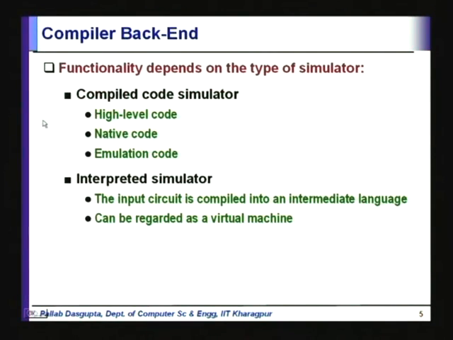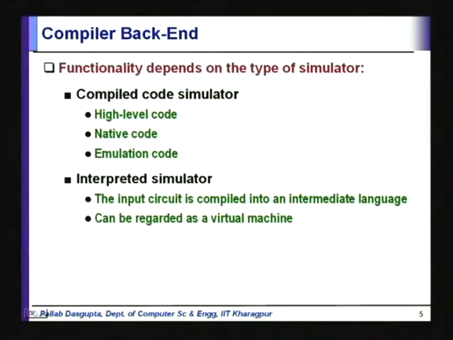Now, what is there in the back end? The back end functionality depends on the type of the simulator. There are broadly two types of simulators. One is called the compiled code simulator, the other is called the interpreted simulator. These are two ends of the spectrum, and in between there are a lot of hybrids between these, and we shall see that there are intelligent ways of using both of these techniques to get more powerful simulators.